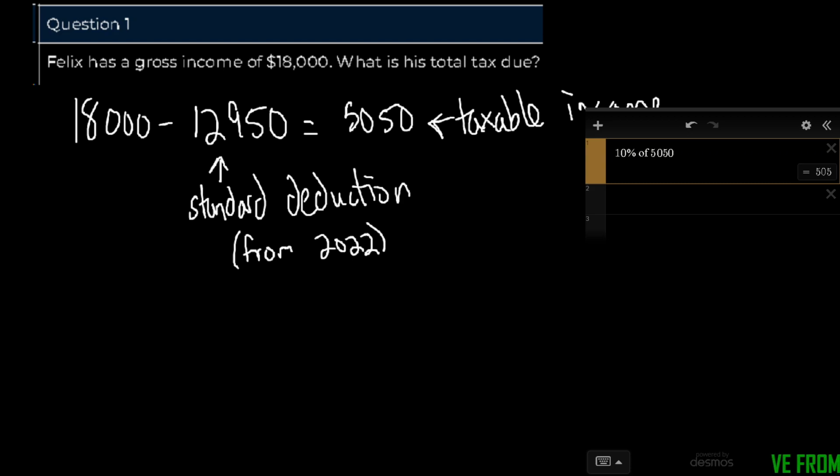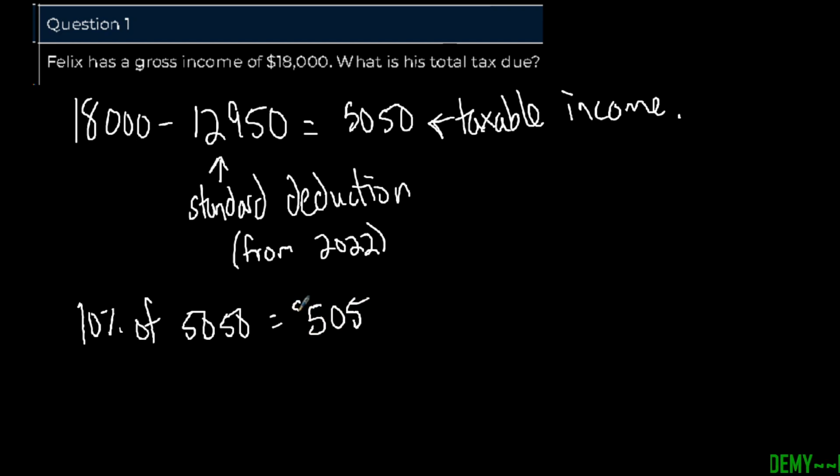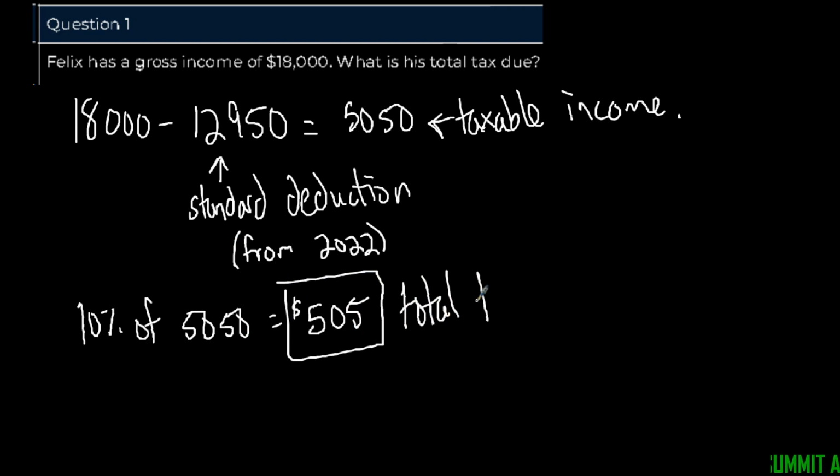So if we go back, I'm going to say 10% of $5,050 is equal to $505. So that's going to be the total taxes owed.